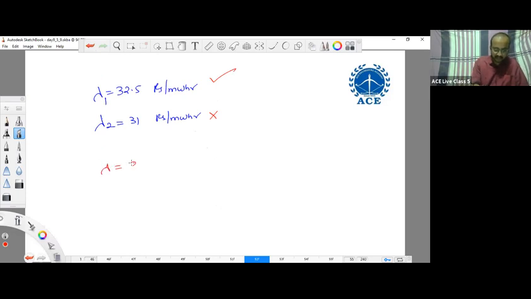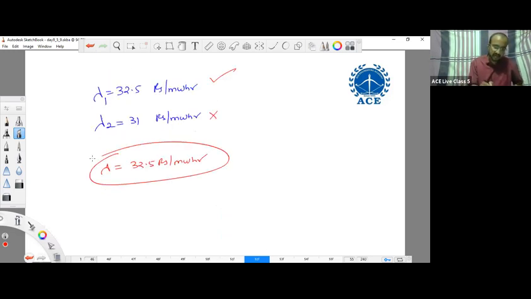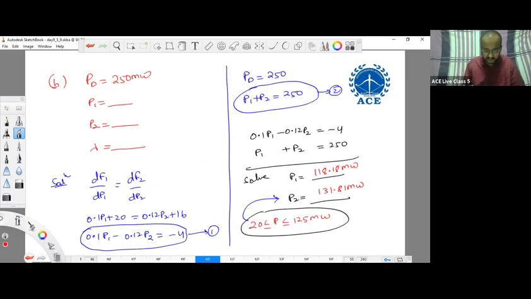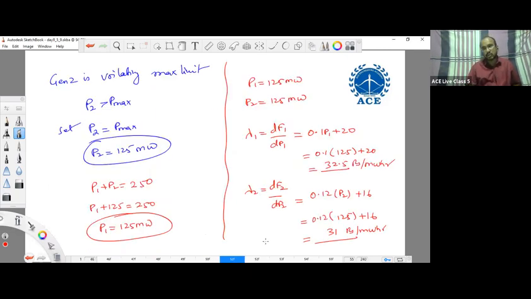So the lambda value is 32.5 rupees per megawatt hour, because P2 is violating the limit. Lambda value is decided by the unit which is participating in the economic dispatch program. Which is participating? Unit 1 is participating in the economic dispatch program. I think you got this. So in the second question, what is asked? For 250, what are P1, P2 and lambda? First use the coordinate equation, next P1 plus P2 equal to 250. I think you got how to calculate these values.